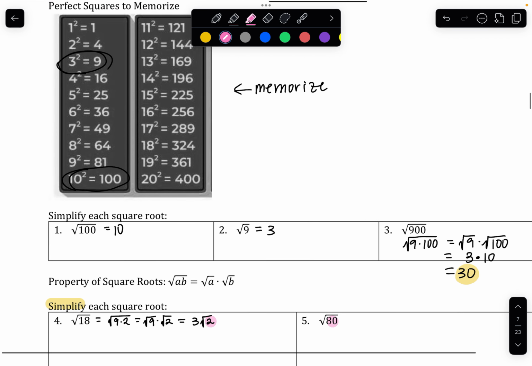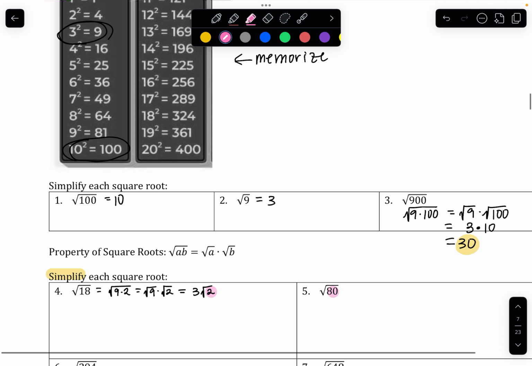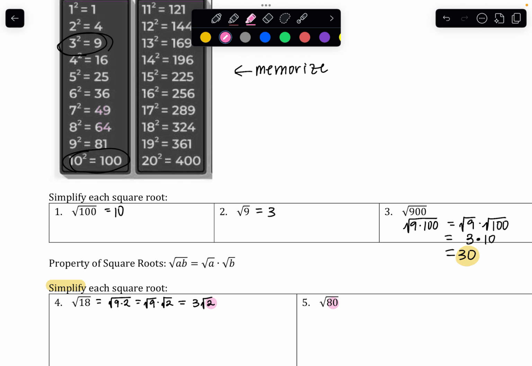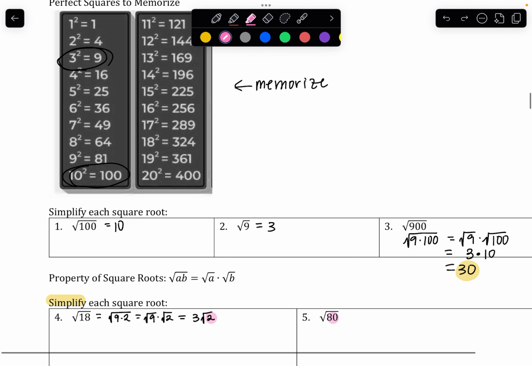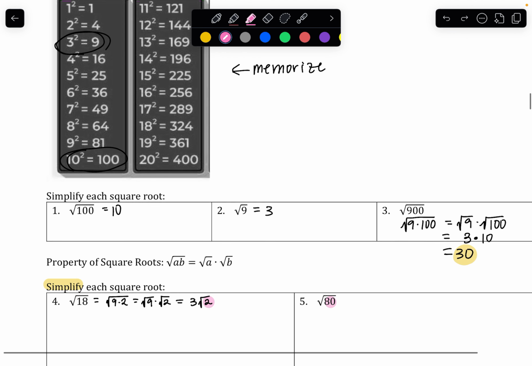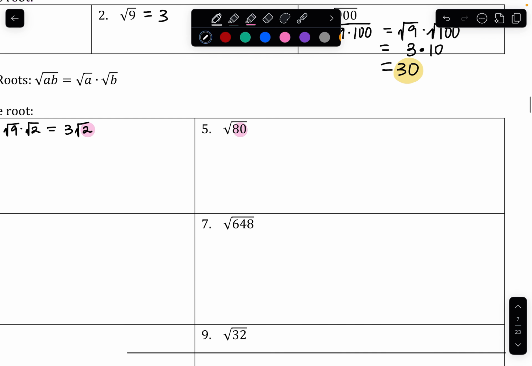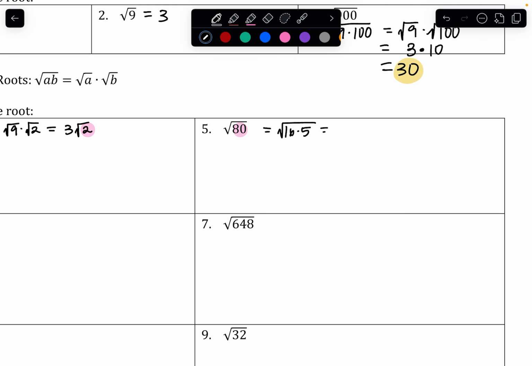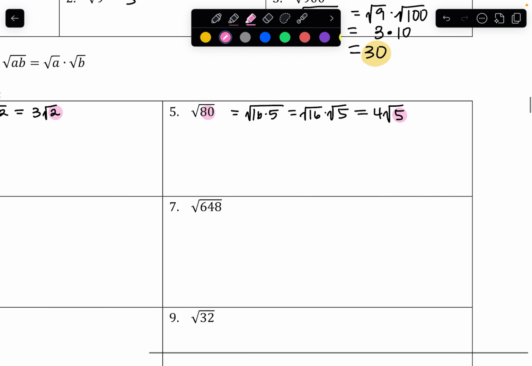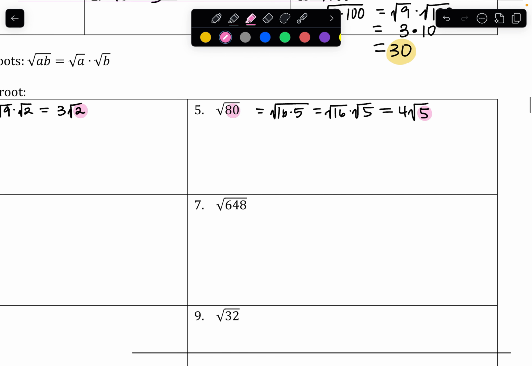Okay, and so 80, when we're looking for perfect square factors of 80, you can look at this chart. And I start at where 80 is or close to 80 and look for perfect squares below that. That would be a factor of 80. And so 80 is 16 times 5, and 16 is a perfect square. And so we can split that into square root of 16 times square root of 5, which would give us 4 square roots of 5. And so these are equivalent, except now our radicand no longer has any more perfect square factors.